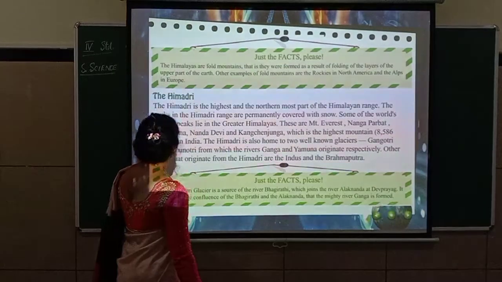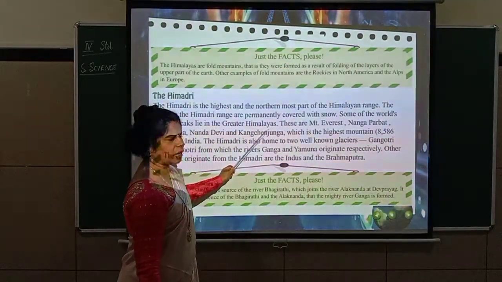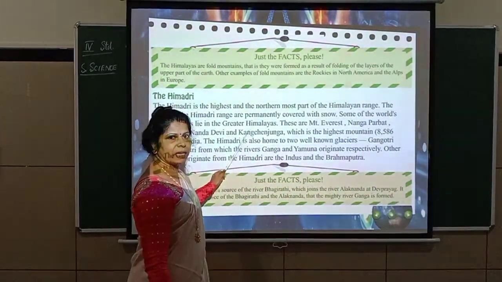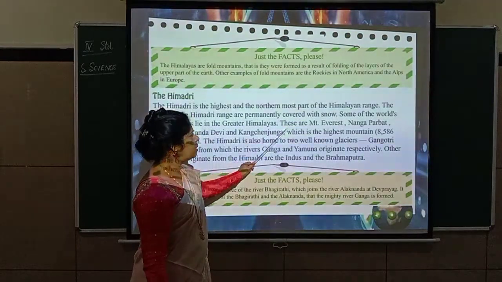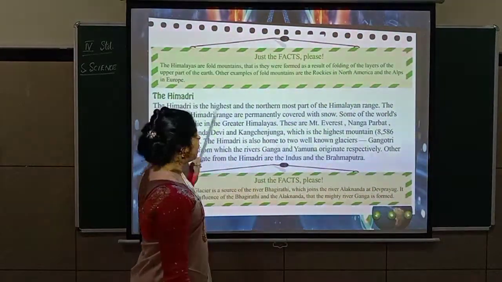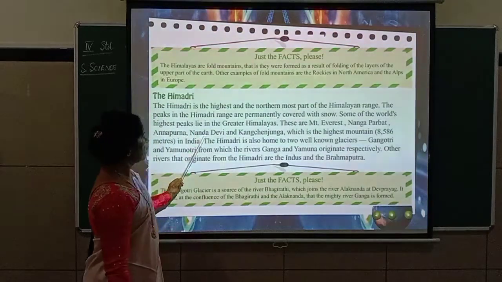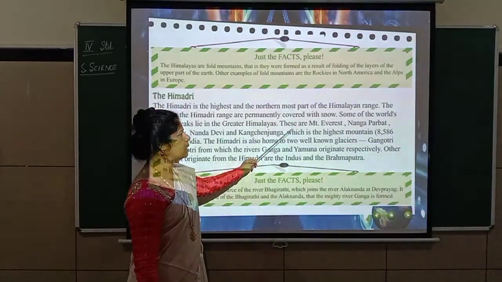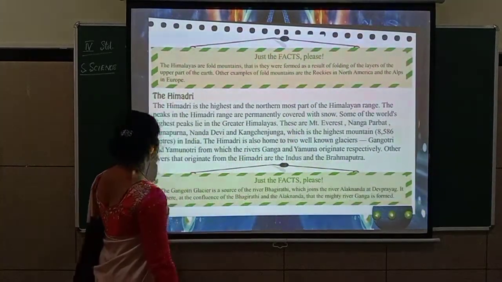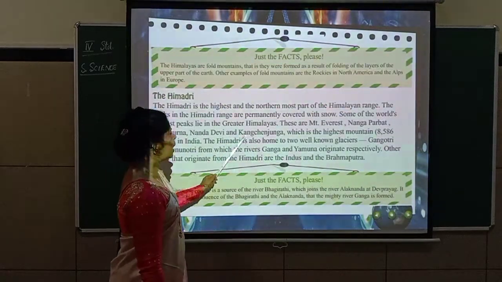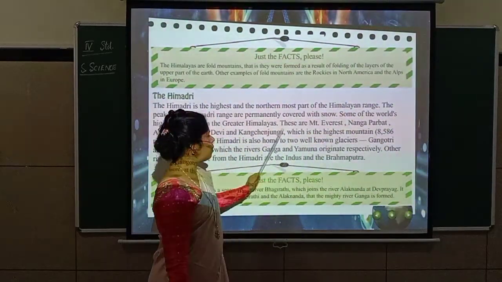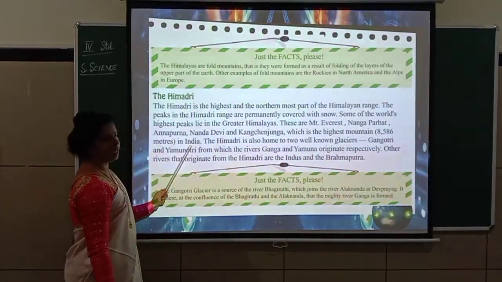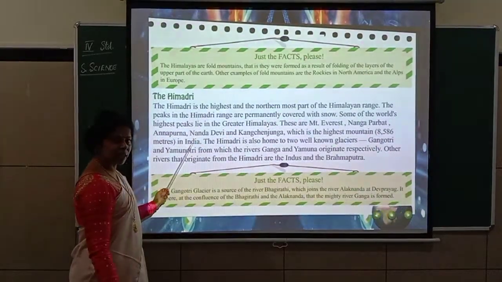Some of the world's highest peaks lie in the Greater Himalayas. So the highest peaks of the world are lying where? In India, that is in the Greater Himalayas. These are Mount Everest, Nanga Parbat, Annapurna, Nanda Devi and Kanchenjunga. See, these are all the highest peaks, like Mount Everest, Nanga Parbat, Annapurna, Nanda Devi and Kanchenjunga, which is the highest mountain in India, ranging about 8,586 meters. So the world's highest peaks you are seeing in India.